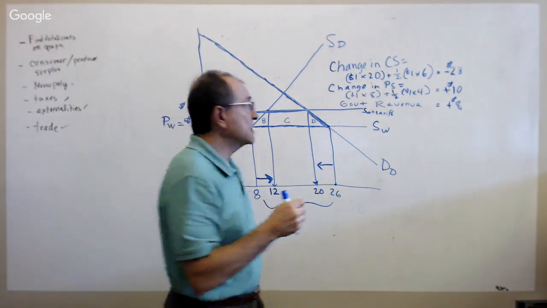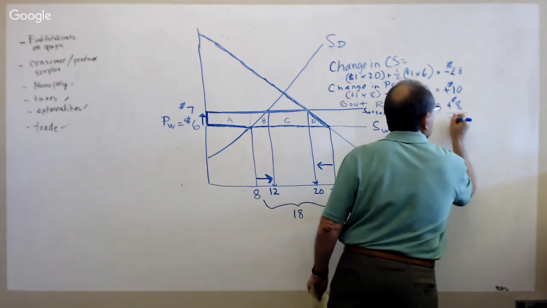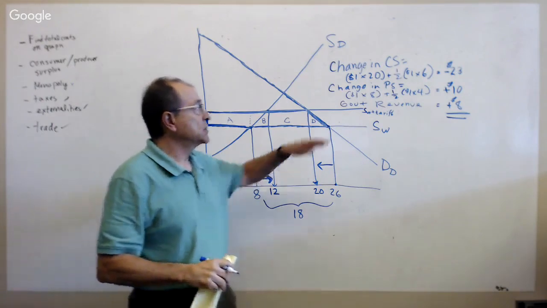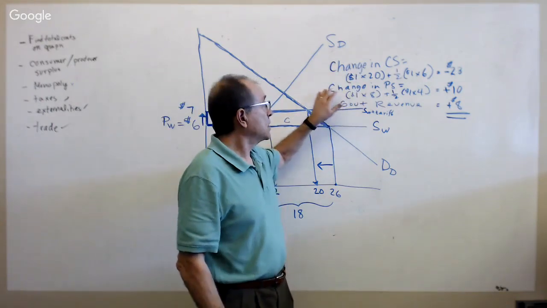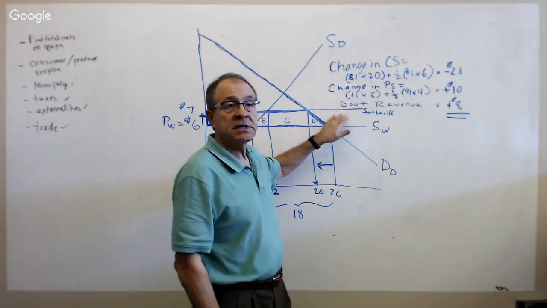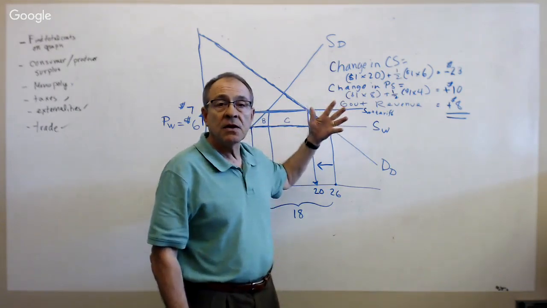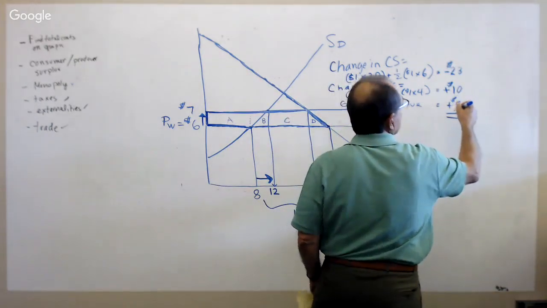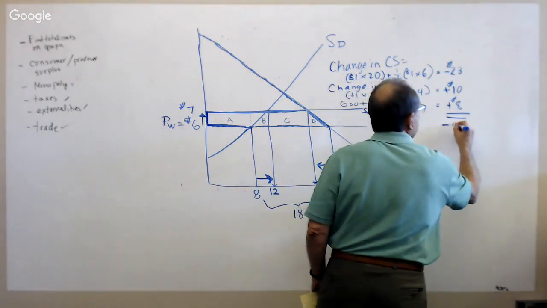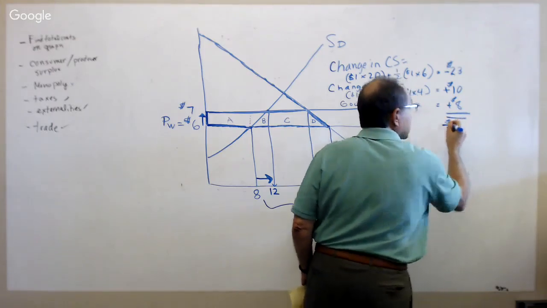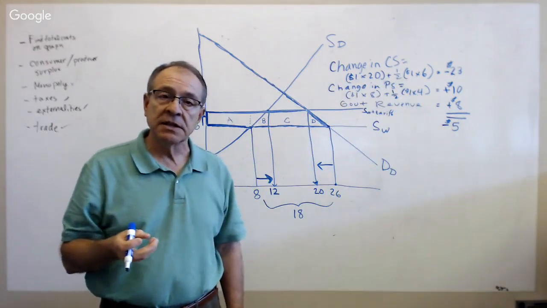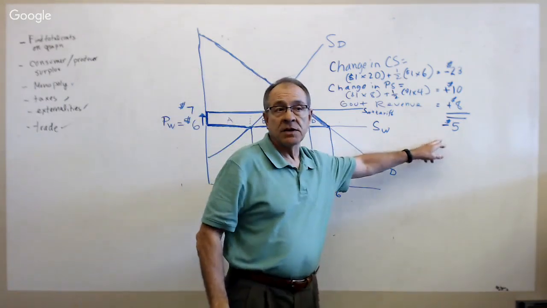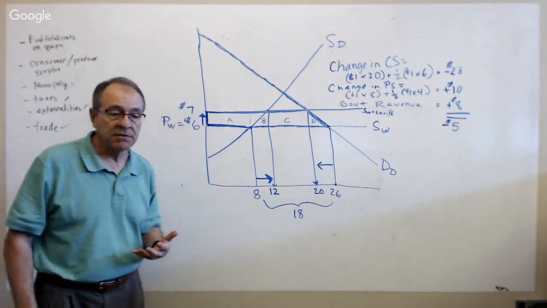So now let's calculate the overall impact of the tariff on the nation's economic well-being. Sure, consumers lose, but producers do gain, and so does the government. At the end of the day, what is the overall effect? Well, we have to add all these up, and what we get is a minus $5. So the nation is poorer by $5 as a result of implementing this tariff.